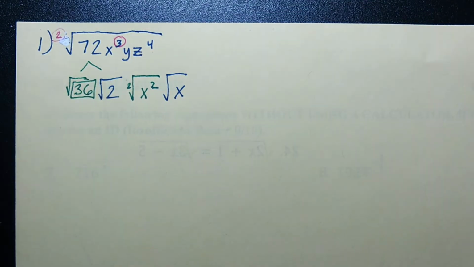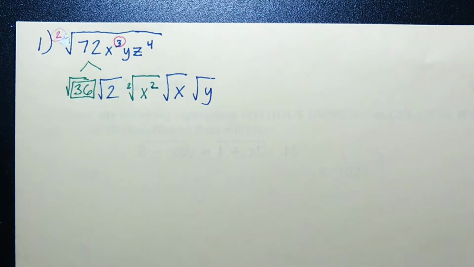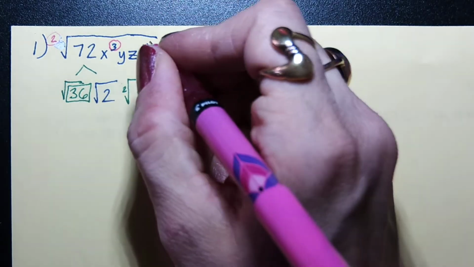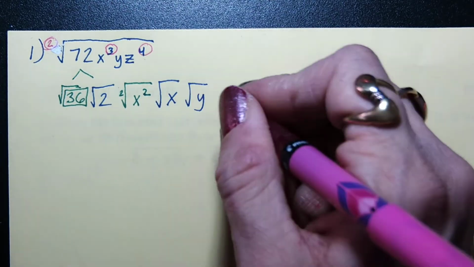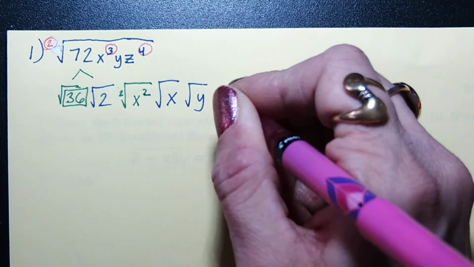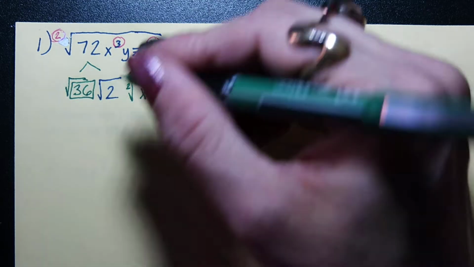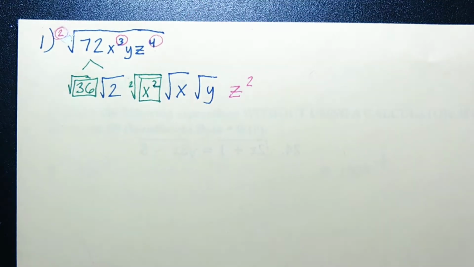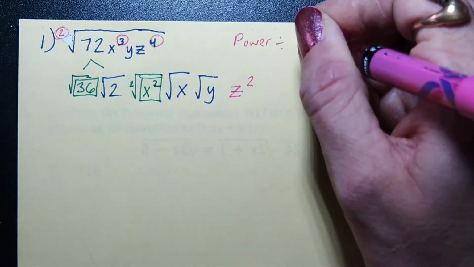Now looking at the y's, do I have enough y's to take the square root? Nope, we would need at least y squared, so y is just going to stay underneath the radical. Now with z's, power divided by the index of 2, we don't have to do any breaking up into factors. We just straight up get z squared. And notice that it is not underneath the radical. As soon as I divide the power by the index, we just straight up get z squared on the outside. So power divided by index.